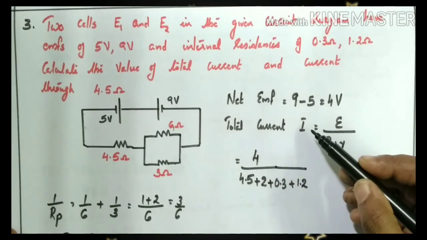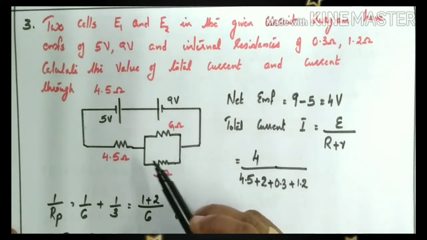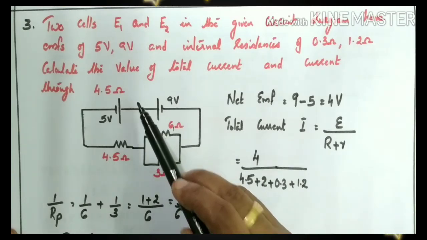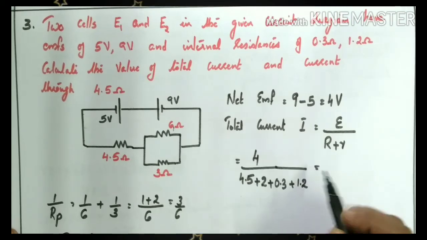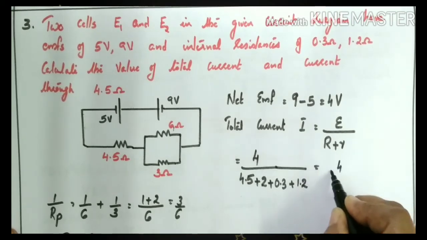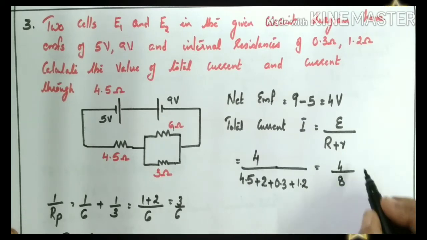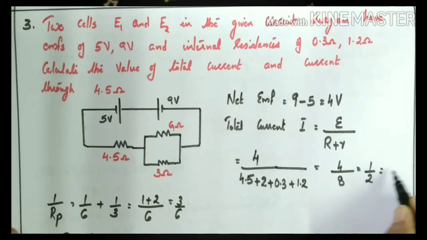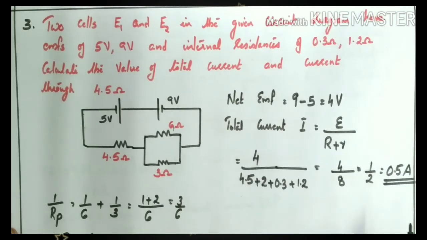So total current is I equal to E divided by R plus r. Capital R is the external resistance, that means 4.5 plus 2. Now 0.3 and 1.2 represent the sum of the internal resistance. So this can be written as 4 divided by, if you take the sum, 8. So 4 by 8 is equal to 1 by 2, or 0.5 ampere. So total current is given by 0.5 ampere.